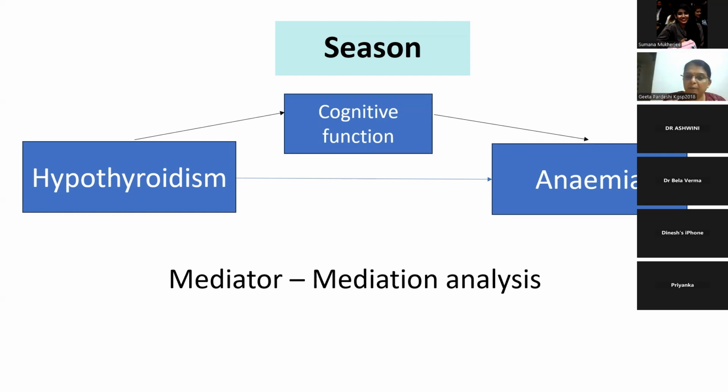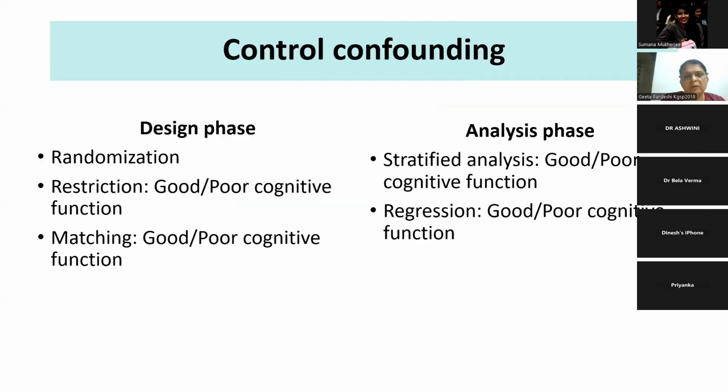Better read up on mediation analysis if you still want to do it, right? Yes. And if you don't include cognitive function at all and just study the association between hypothyroidism and anemia, that is fair enough. And there could be several other mechanisms also through which this association can be explained. But I found this question to be very, very interesting, and thank you for this question actually. Thank you, ma'am.